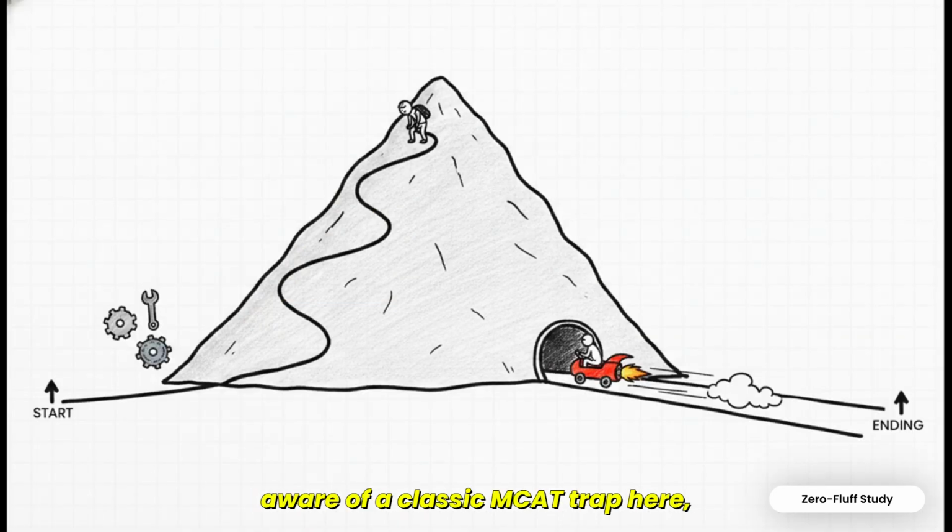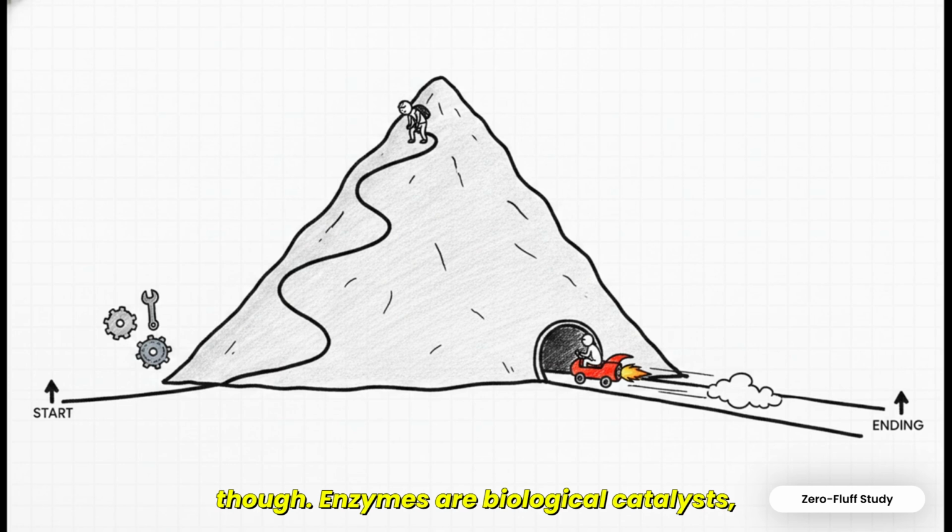You really have to be aware of a classic MCAT trap here, though. Enzymes are biological catalysts, right? Yes, they absolutely change the rate of the reaction by altering the mechanism, and yes, they catalyze both forward and reverse reactions. But, and this is absolutely crucial, they do not alter the overall thermodynamics, meaning delta G or delta H remain totally unchanged, and they never alter the final equilibrium position. They just get you to that equilibrium much faster, often bringing in metal cofactors or organic coenzymes to help get the job done.